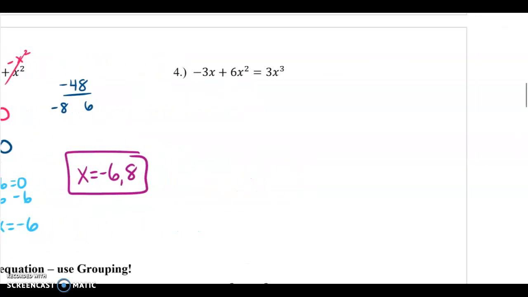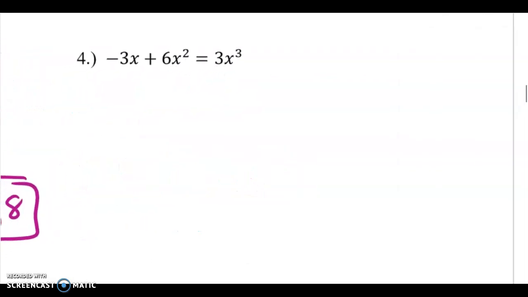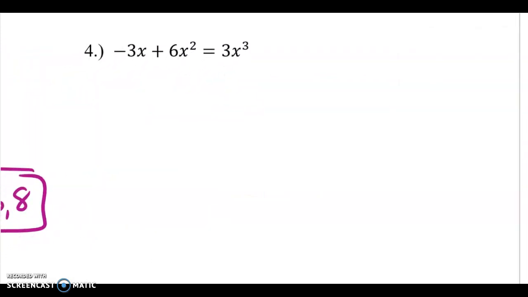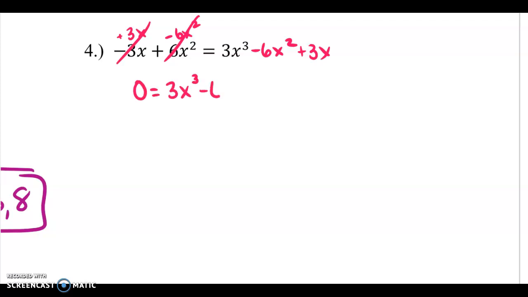Okay, looking at the next one. So I'm going to move everything over to the x to the third power. That way my leading coefficient can be positive. Okay, that's my goal. I want to stay with the x cubed term. I want to make sure that that stays positive. Okay, so it gives me 0 is equal to 3x cubed minus 6x squared plus 3x.